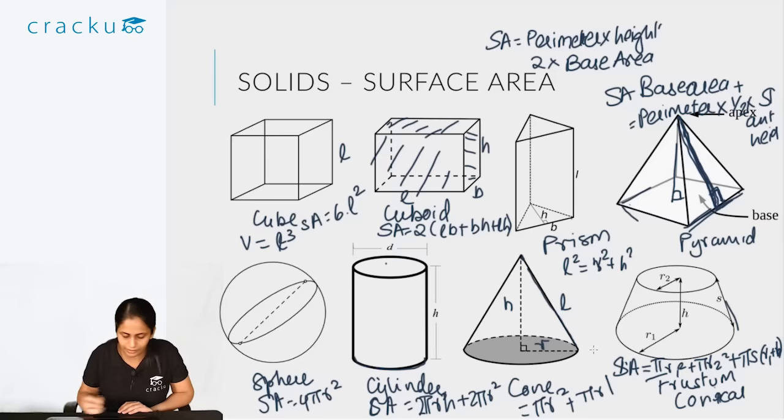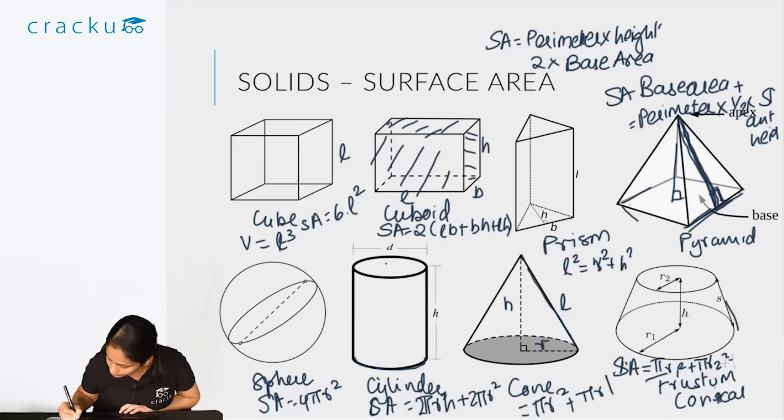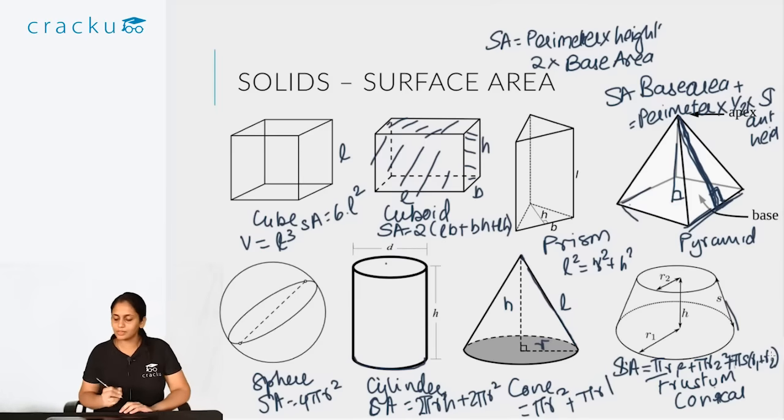So I'll write it again. I think it's not clear over here. So let me write that again. Pi r1 square plus pi r2 square plus pi s into r1 plus r2. So this is the curved surface area. This part is the curved surface area of the frustum. These are the two base areas as such.